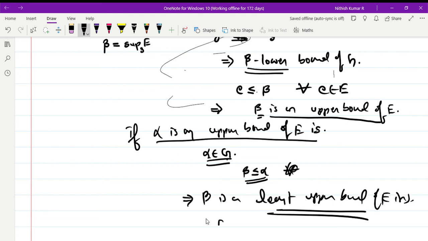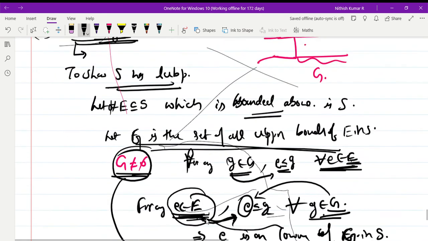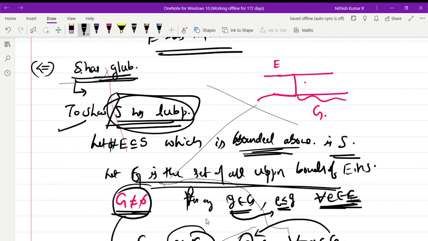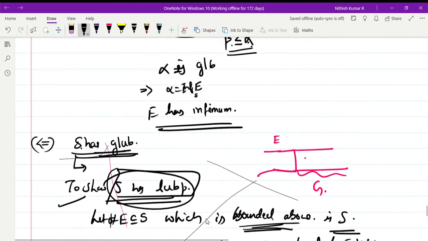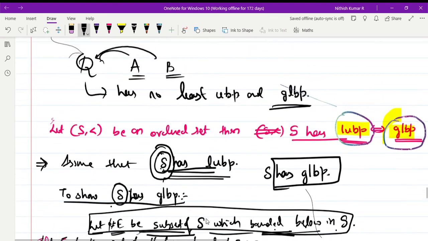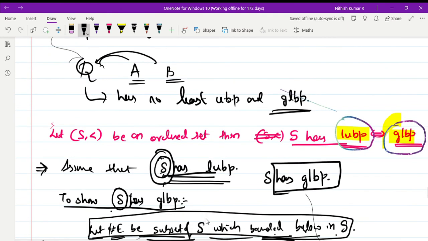Therefore, E has a supremum. Therefore, every non-empty subset of S which is bounded above has a supremum in S. Therefore, S has the least upper bound property. Hence the result. Thank you.